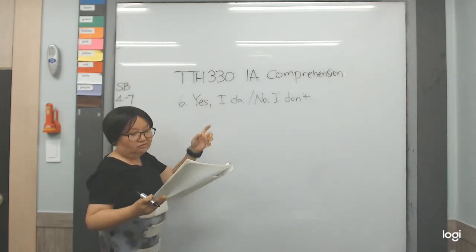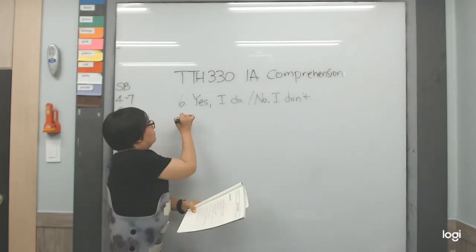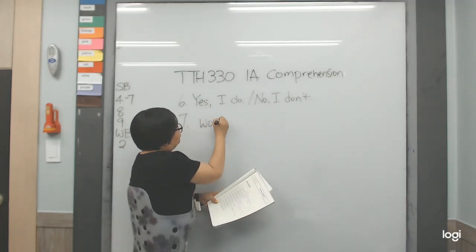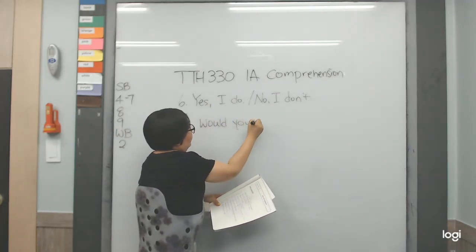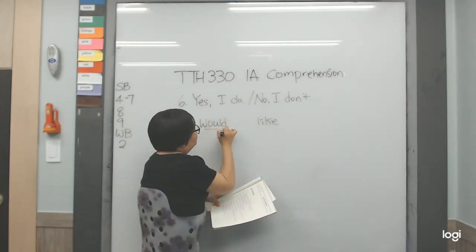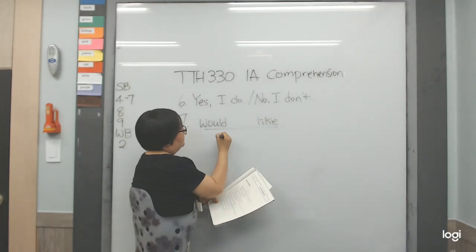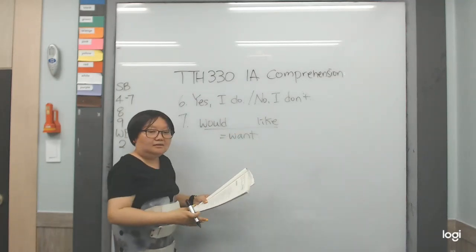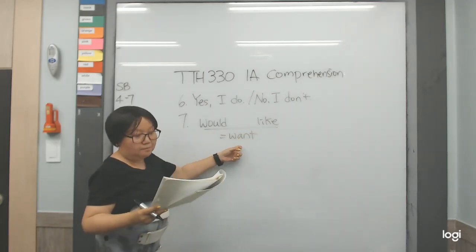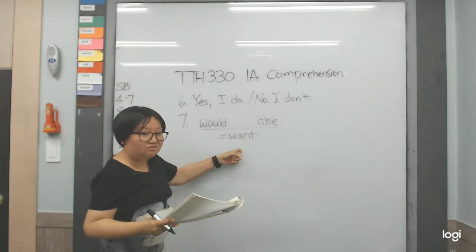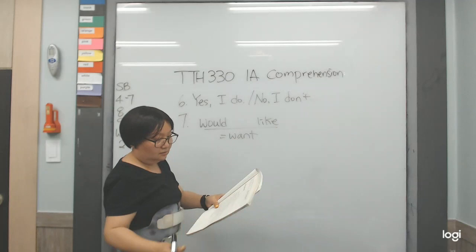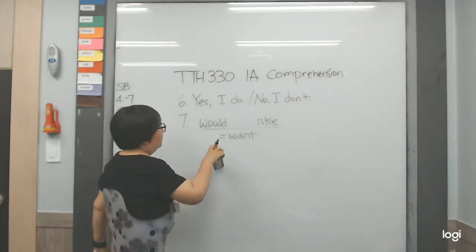That's number 7. Okay, so if you look at number 7, it says, would you like? Would like means the same as want. Do you understand? So would like means want. So number 7 is asking you, what kind of animals do you want? If you want to have an animal, what do you want?